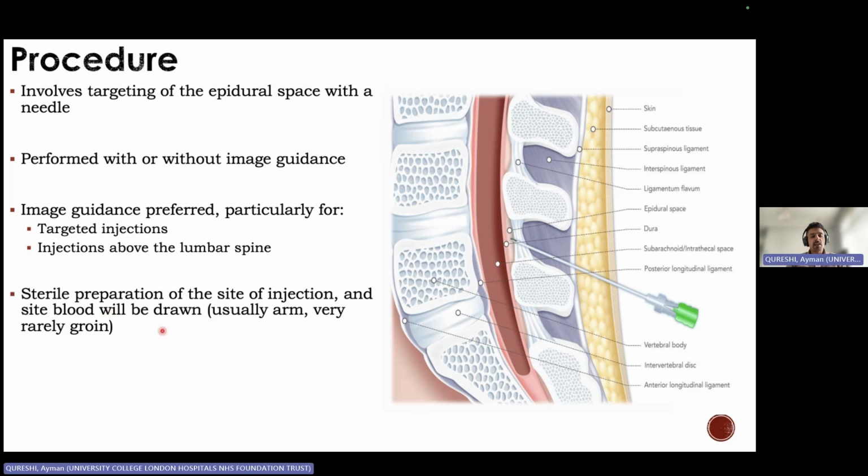And as I said, everything is done in a sterile fashion. Blood is taken from the patient, usually from the arm. Very rarely, if we're not able to get access to the vessels, we sometimes go from the groin to get it from a bigger vein.